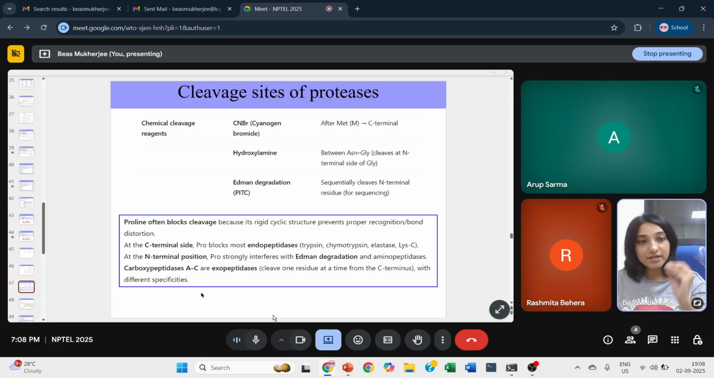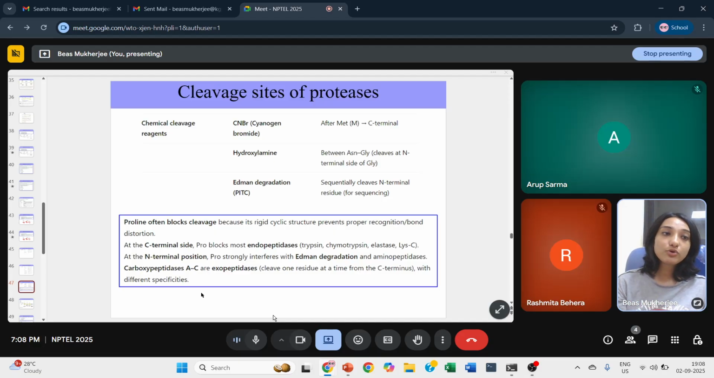Then there is Edman degradation. So Edman degradation is a sequencing technique where it sequentially cleaves the N-terminal residue for sequencing. And for this, the compound that is used is PITC. So in the next slide, Edman degradation is explained in detail, so you can go through it. This was also taken from Lehninger's biochemistry, so you can refer to it for better knowledge.